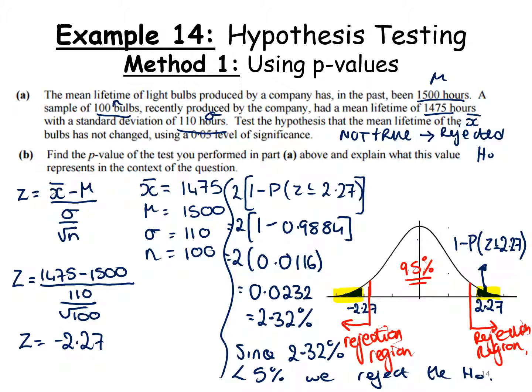So explain what this value represents in the context of the question. The chance of accepting the null hypothesis is 2.32%. And that is sufficient. All the work you've done, everything you've shown, will get you your answer.